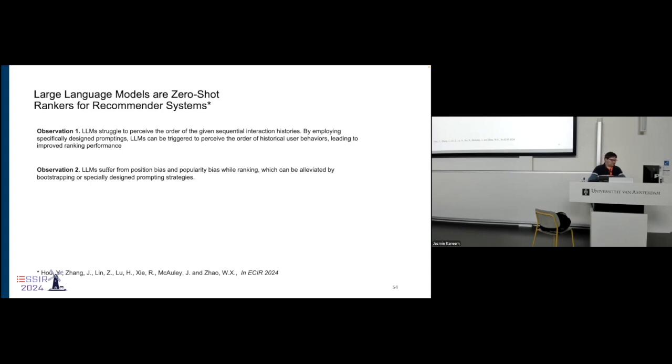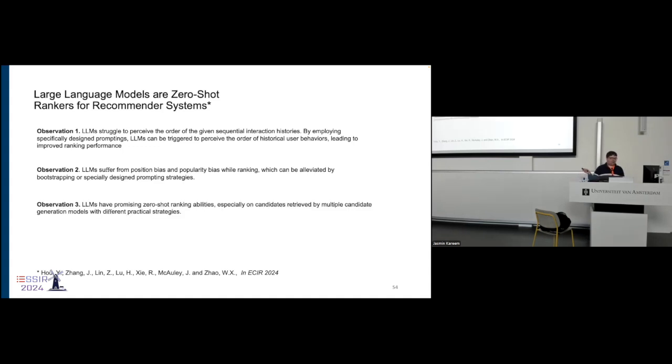So it's very hard to design prompts for these systems. Ten years ago, we were all designing features for feature-based models. Now we design prompts and we say, okay, these models can learn everything, but we just need to design the right prompt. So yeah.